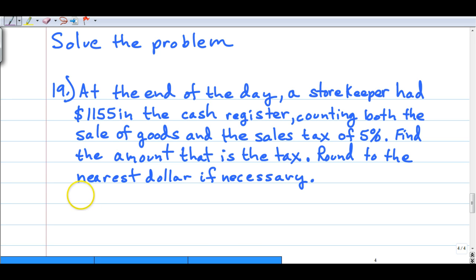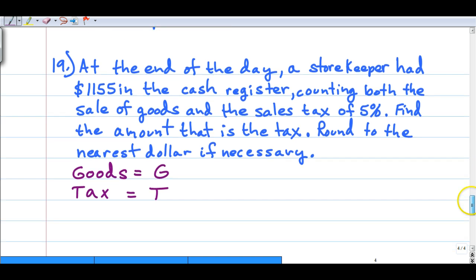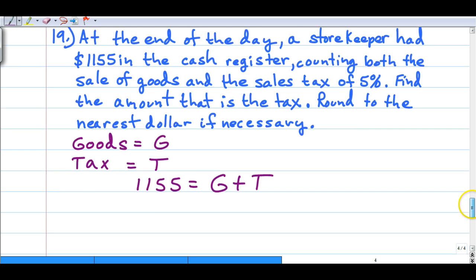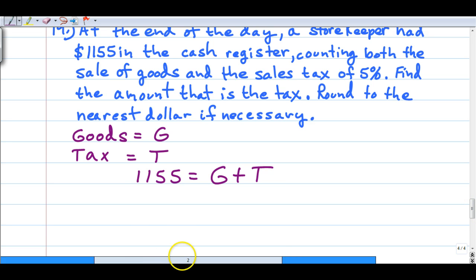So let's give these labels. Let's say goods is equal to the variable G, and we'll say that tax is equal to T. Well, we know reading the first sentence, at the end of the day, the storekeeper had $1,155 in the cash register, counting both the goods and the tax. So that creates one formula for us. So we have $1,155 equals the goods plus the tax. This creates one formula. We're going to need another formula to solve.